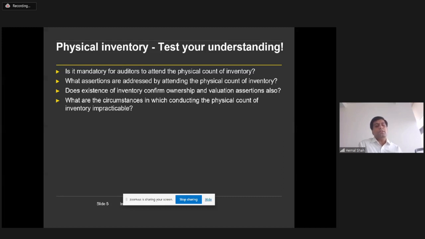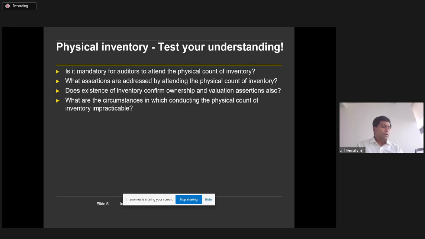What are the circumstances in which conducting the physical count of inventory is impracticable? Again, here the standard says that in each and every case, the auditor should attend the physical verification of inventory which is done by the management. However, in very few circumstances, where the auditor is not able to do it because it poses significant risk, he may not do it. But otherwise, in all circumstances, he is required to attend.